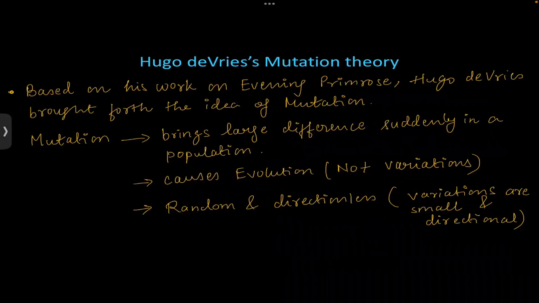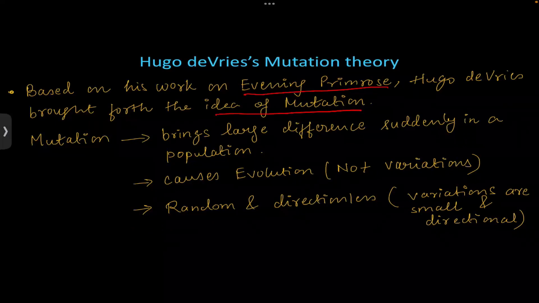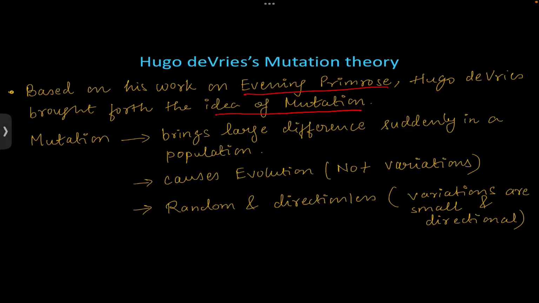There is another scientist named Hugo de Vries. He was working on a plant called evening primrose, and based on his work, he proposed the idea of mutation. At that time, the concept of mutation was brought forth by this person, but he was not aware of the molecular basis of inheritance, meaning the DNA and RNA level, and how mutation evolved there. So his definition of mutation is not the same as what we discussed in the previous chapter.